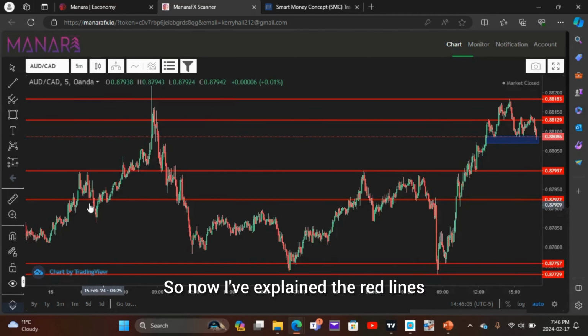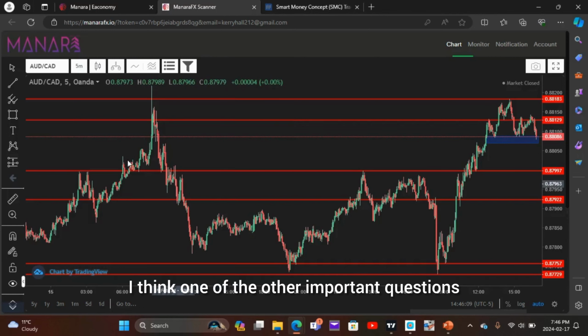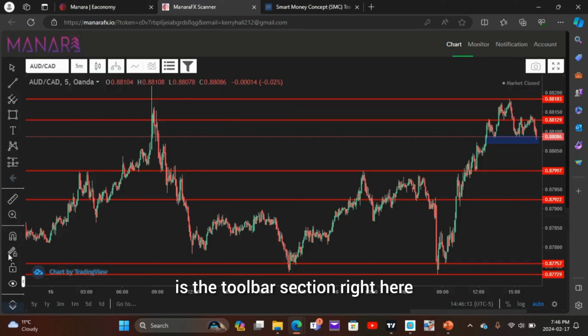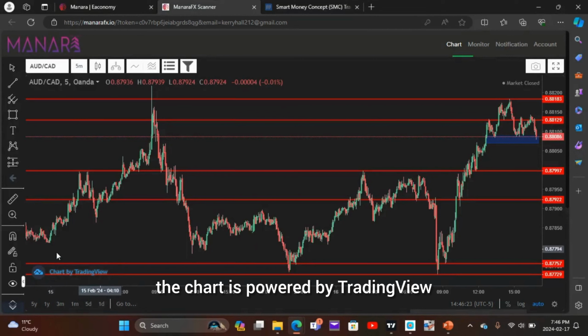All right, so now I've explained the red lines. I think one of the other important questions I've been given as it relates to Manara is the toolbar section right here. And it's very simple. When it comes to the tools, these are the same tools that are available in TradingView. As you can see, the chart is powered by TradingView.